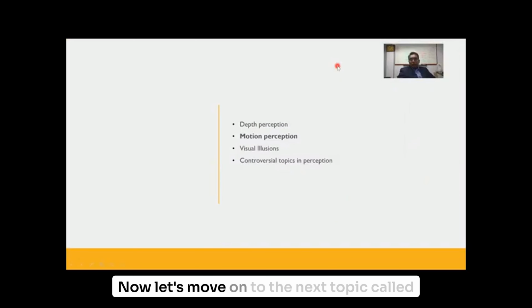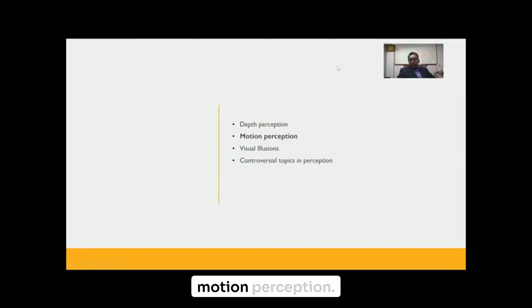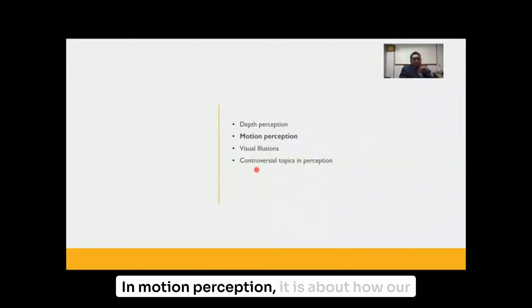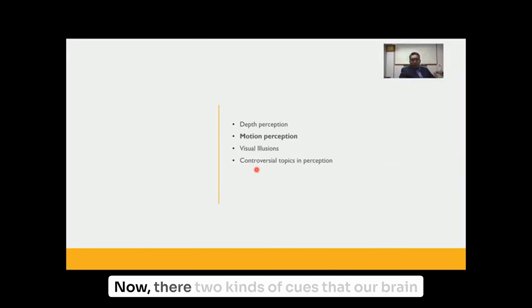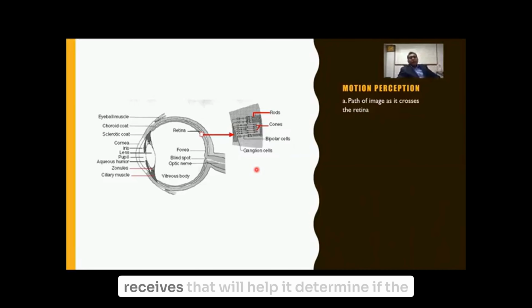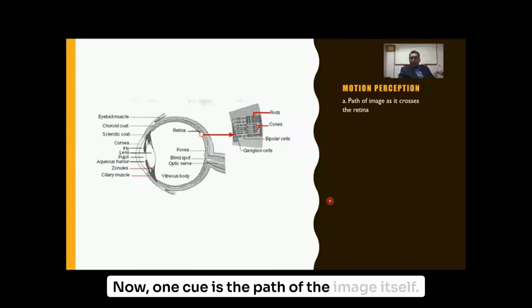Now, let's move on to the next topic called motion perception. In motion perception, it is about how our brain interprets that an object in the real world is actually moving. There are two kinds of cues that our brain receives that help it determine if the object is stationary or if it's moving. One cue is the path of the image itself.